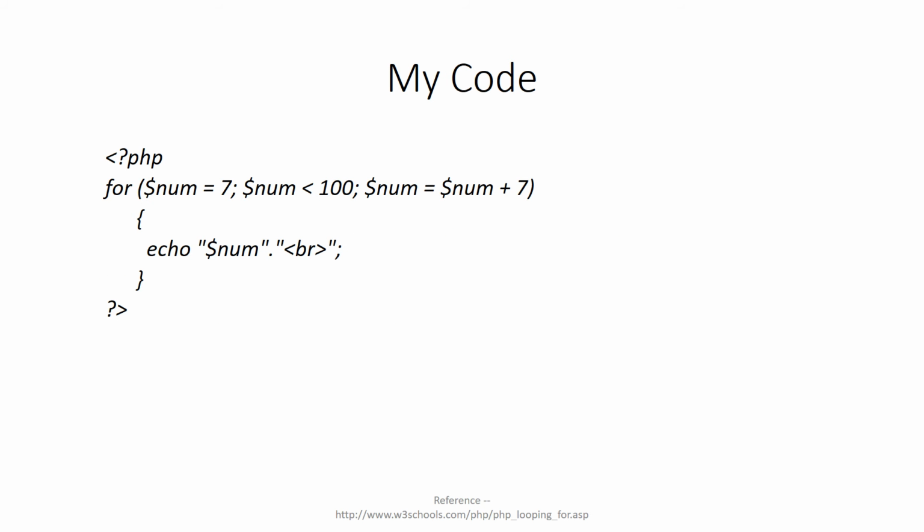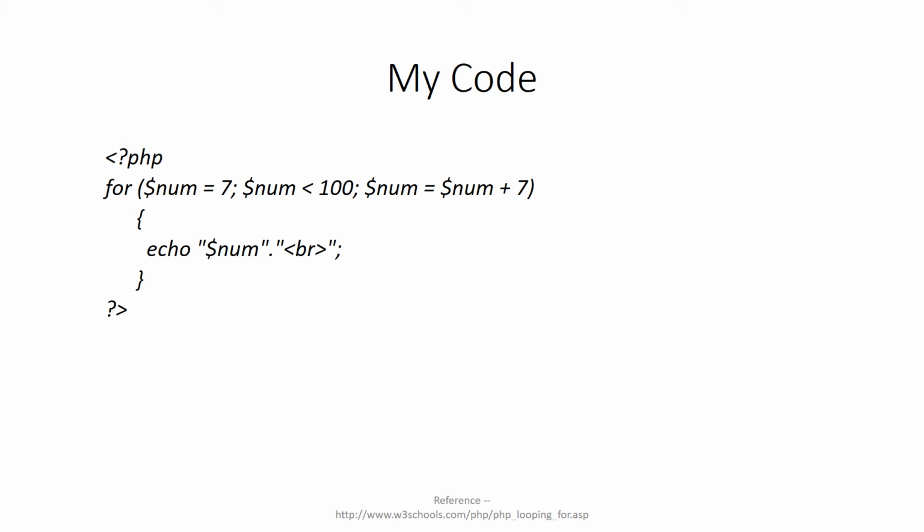So in my code right here, I have for, which is going to start my for loop. Then inside my parentheses, I have the number for my variable, because I want to start with the number 7. Right next to that, I'm going to say the condition is anything that is less than 100. And to the right of that, I'm going to take my number, which is 7 over there, and add 7 to it all the way up to 100.